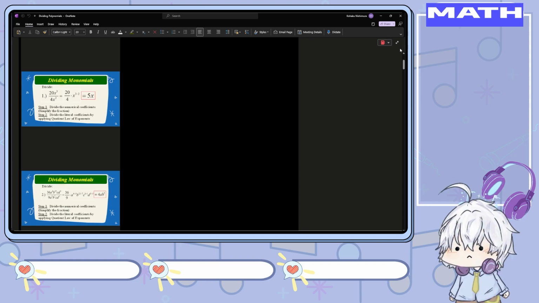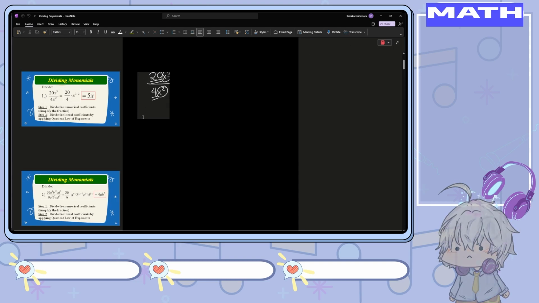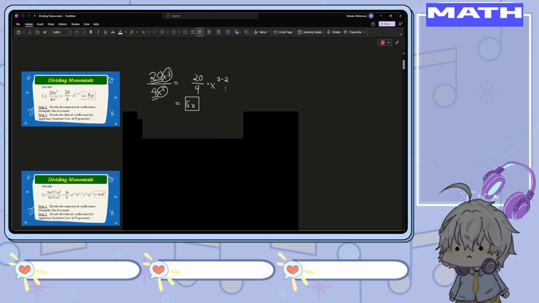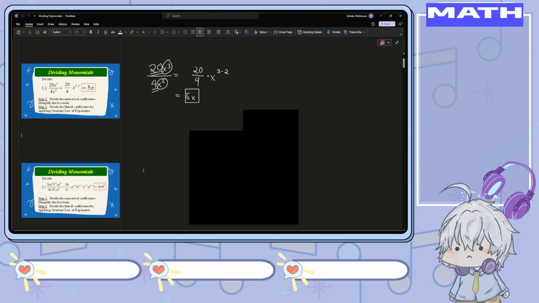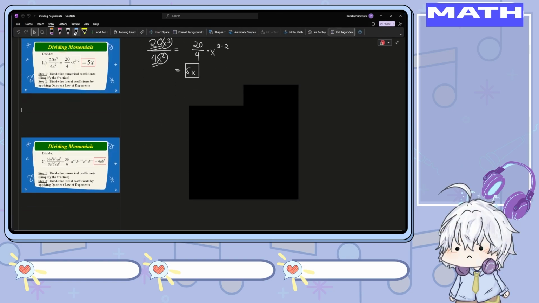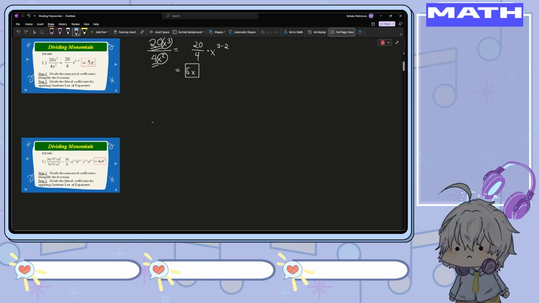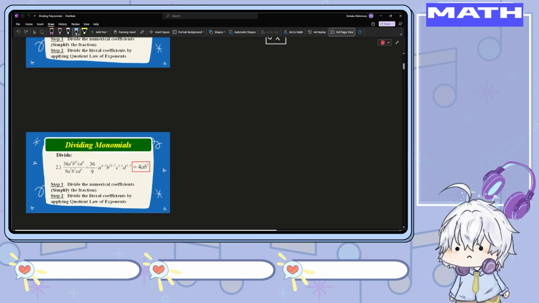So far, so good, right? Now, let us have the next example. Example number 2. Example number 2 goes along like this. Let's zoom in on this one.